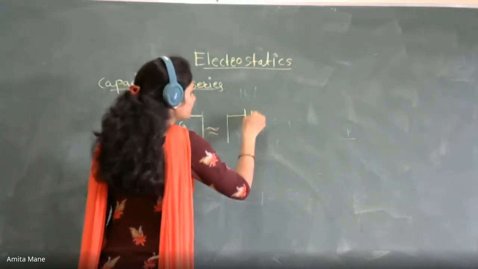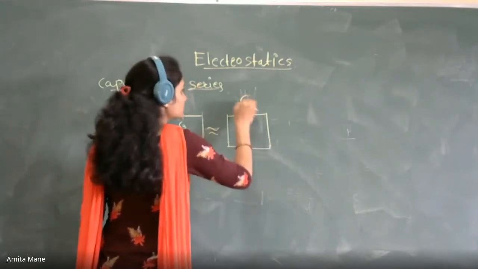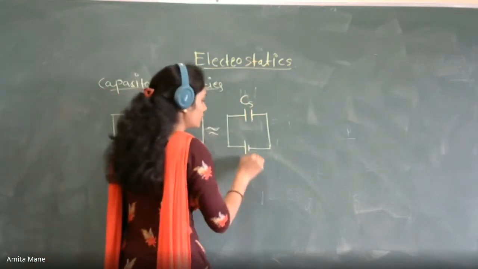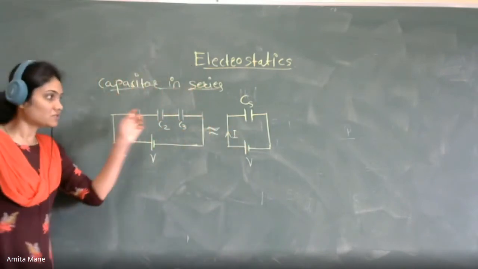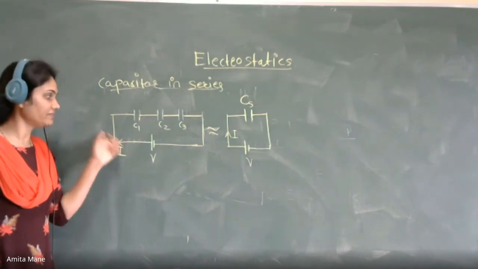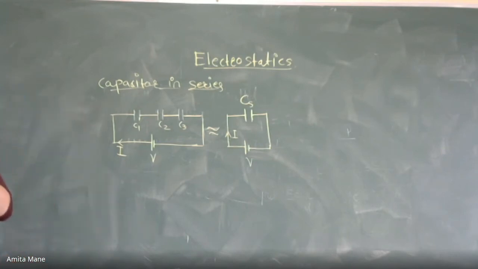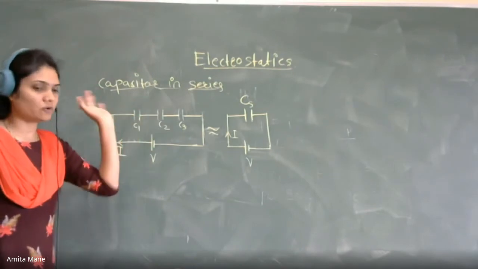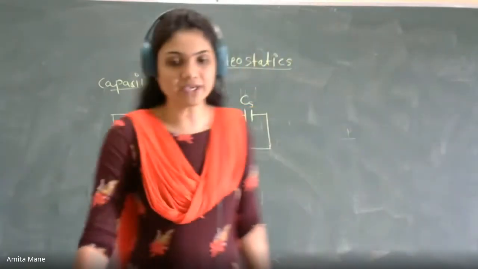Consider this is CS. You know the combination of CS. Now, please tell me, in this combination, current will be the same, correct? Series combination, so current will be the same. Will the charge on C1, C2 and C3 be the same? Yes, charge will be the same.